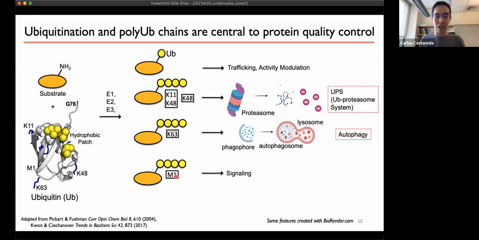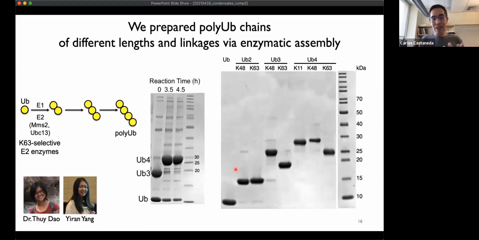You also have linear chains, so-called M1, where the N-terminal amine of the protein can actually make a linear chain, and that's also involved in autophagy and sometimes signaling. So we wanted to ask whether we could actually build these chains and biochemically and biophysically characterize the effects on a quantitative basis. So Tui, my postdoc / lab manager, as well as Iran, a graduate student in the lab right now, worked on this project, and this has been a huge undertaking where together they were able to make large milligram quantities of these chains.